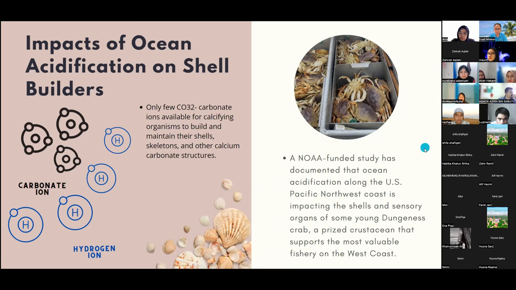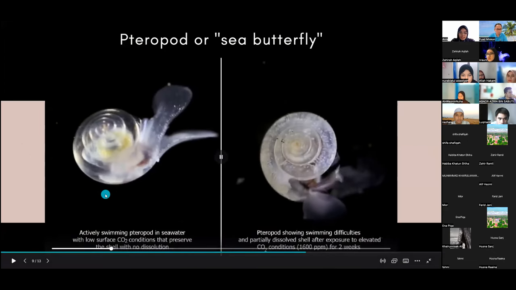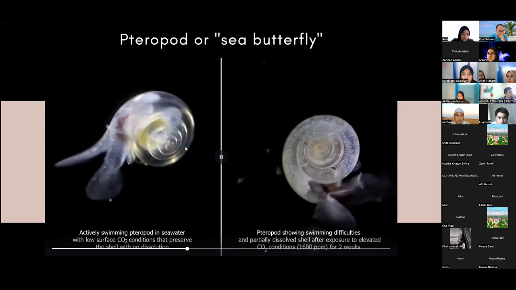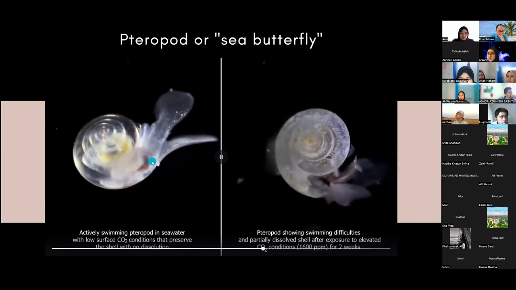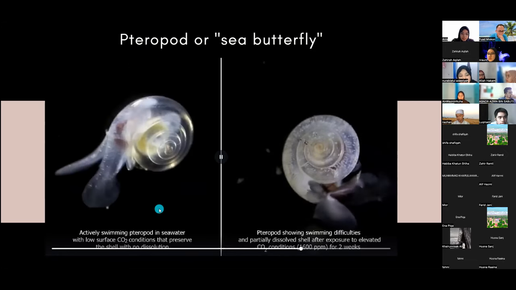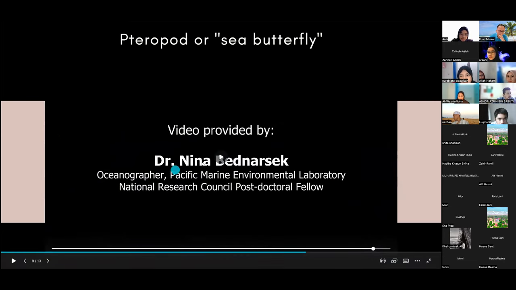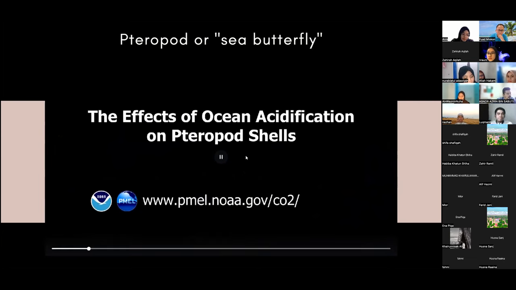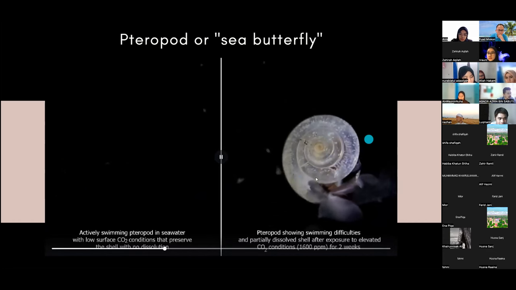So I want to show how this ocean acidification can impact marine organisms. One of them is the pteropod. From this video, there's a difference when one of the marine organisms lives in two different water conditions. On the left side, we can see that the pteropod is actively swimming, and its shell has a strong structure. While on the right side, on the other hand, the skeleton of the pteropod starts to dissolve because of the acidity in the water.